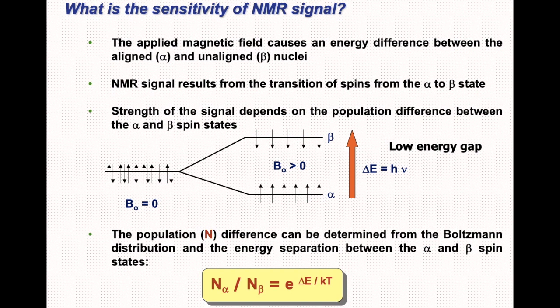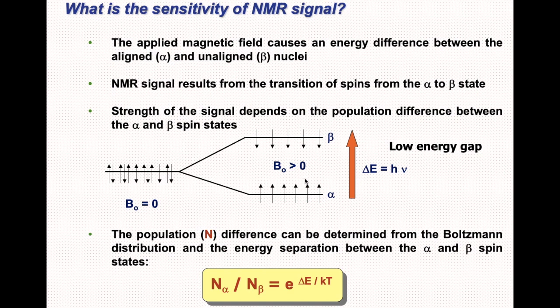So to improve the NMR signal, one has to improve the number of transitions from the alpha spin state to the beta spin state. Now the question is, how do you increase the number of transitions? We can increase the number of transitions by increasing the population in the alpha spin state and decreasing the population in the beta spin state. This can be done by increasing the energy gap between the alpha and beta spin states.